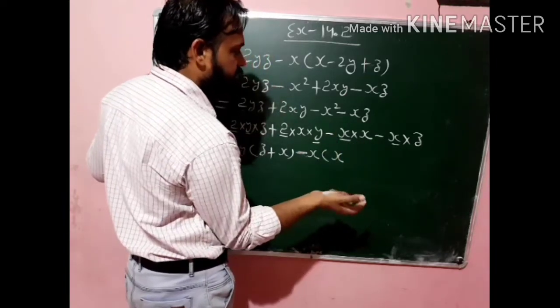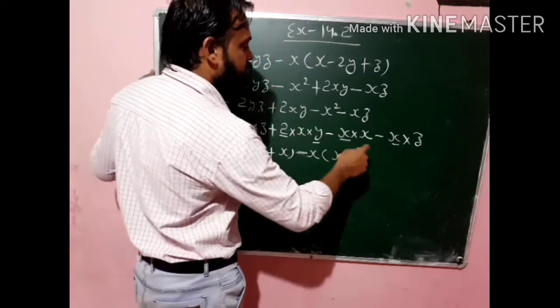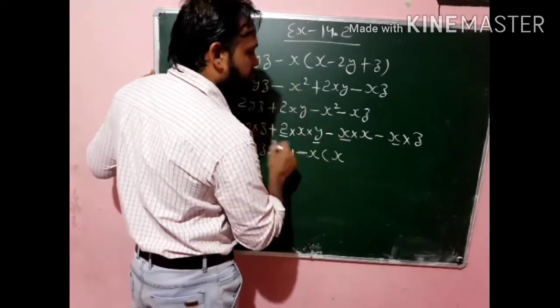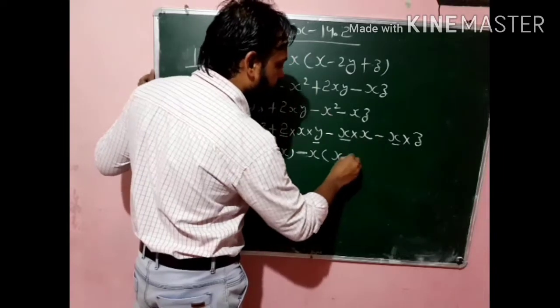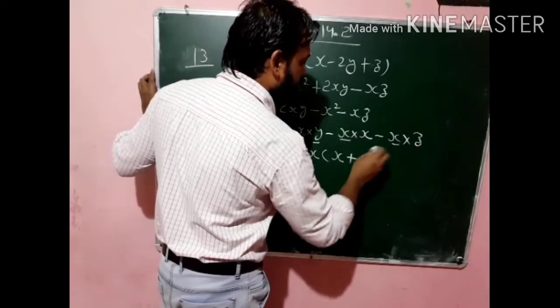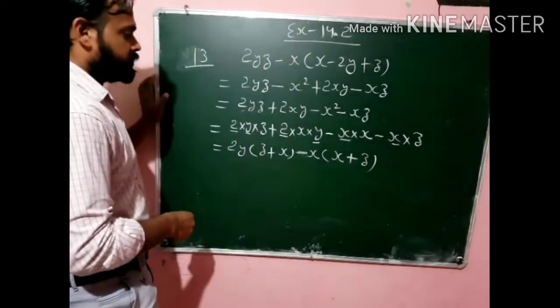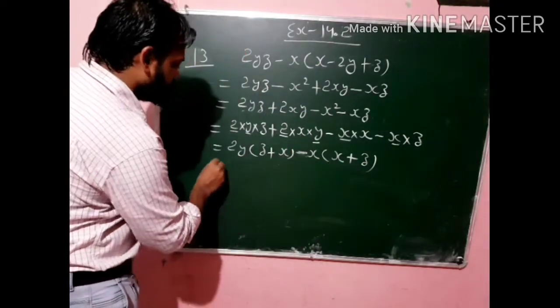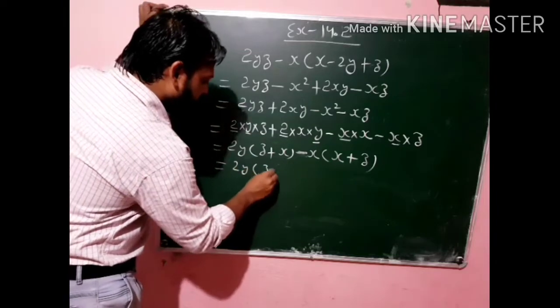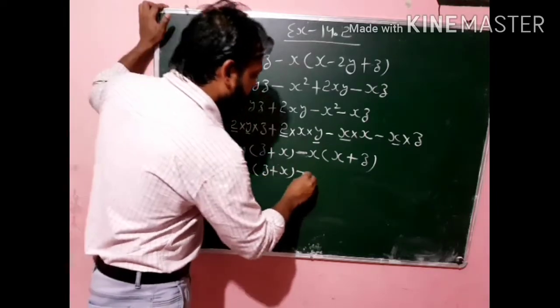And I had already explained in all the previous two sums, if minus we are taking common, that time we have to change the sign of this term also. So here is minus, so it will become plus. So x is taken common, so here is z. Now you can see this is z plus x and this is x plus z, so both are same. So you can also change the second bracket like this.